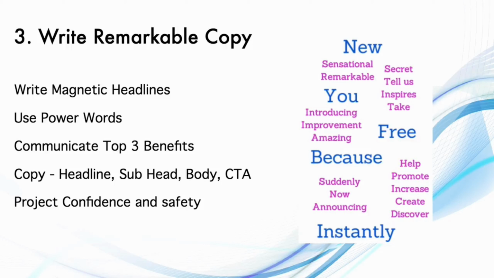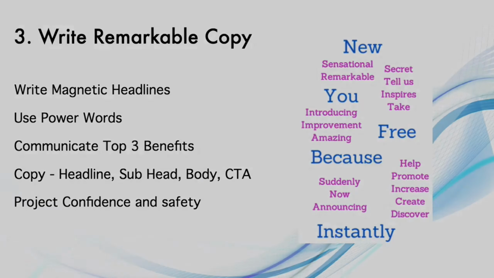Number five is project confidence and safety. The best way to project confidence and safety is to tell users that you will not misuse their email, that you will not spam them, and that it's 100% protected. Once you mention these aspects, your user will get much more confidence and might fill up the form.